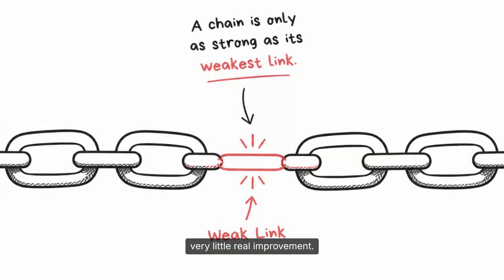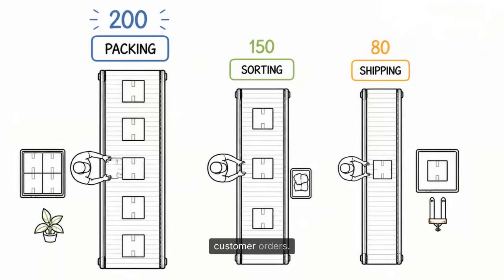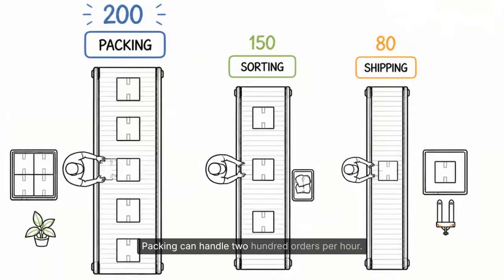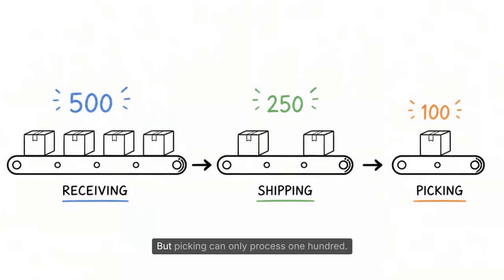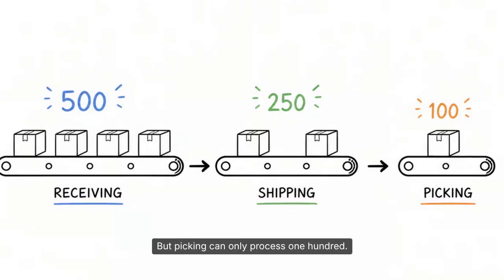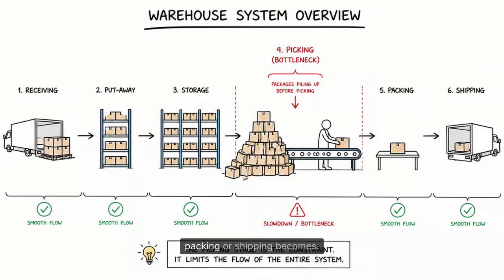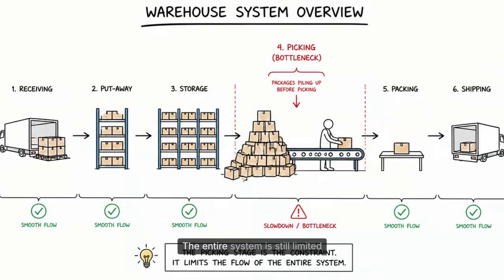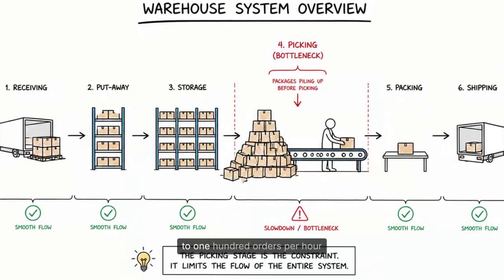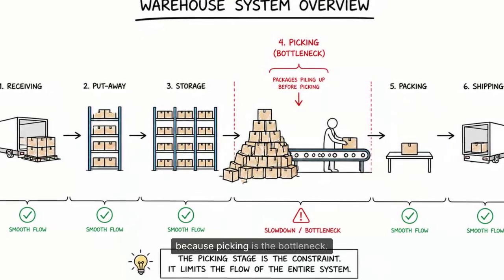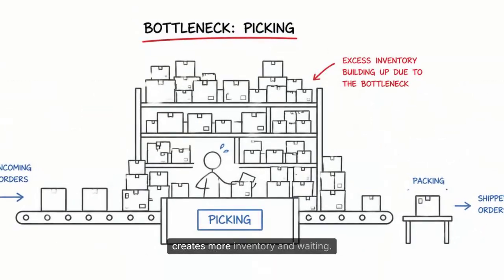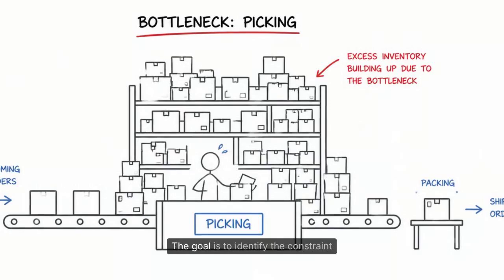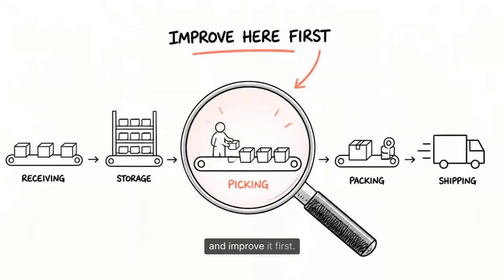Imagine a warehouse processing customer orders. Packing can handle 200 orders per hour. Shipping can handle 250, but picking can only process 100. It does not matter how efficient packing or shipping becomes. The entire system is still limited to 100 orders per hour because picking is the bottleneck. Improving non-bottleneck areas simply creates more inventory and waiting. The goal is to identify the constraint and improve it first.